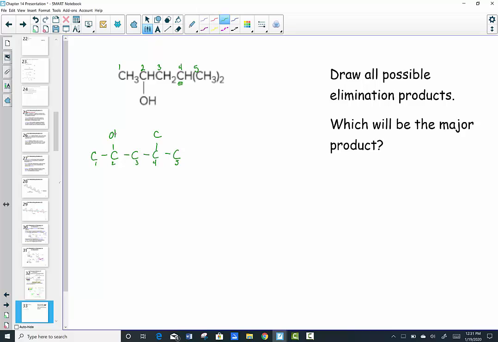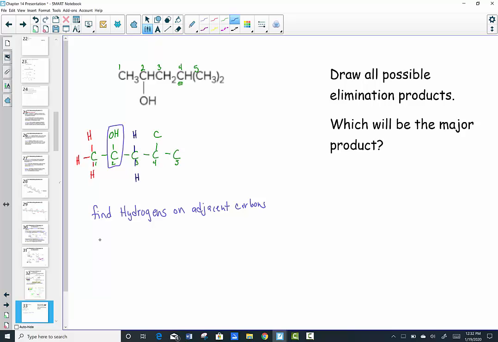Carbon 2 has the OH. So look adjacent to the carbon on the OH group. Who's adjacent to that? And let me color code those as well. I'll make this particular carbon all red hydrogens. And over here, I'll make these blue. Alrighty. There are more hydrogens, but those are the ones that are available for elimination.